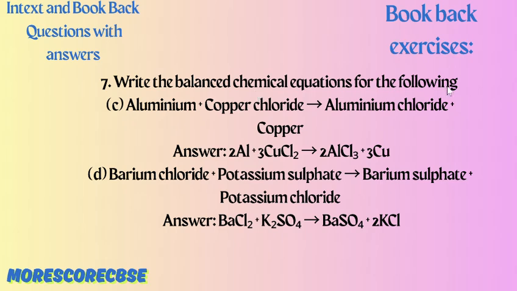Next, write the balanced chemical equation for the following. Aluminium, that is 2Al, plus copper chloride CuCl2 becoming aluminium chloride AlCl3 plus copper Cu. Barium chloride BaCl2 plus potassium sulfate K2SO4 giving barium sulfate BaSO4 and potassium chloride 2KCl.